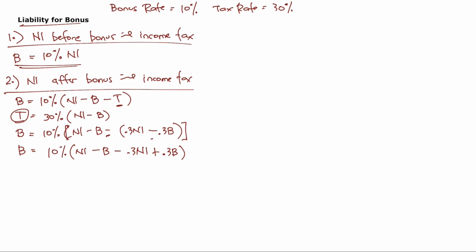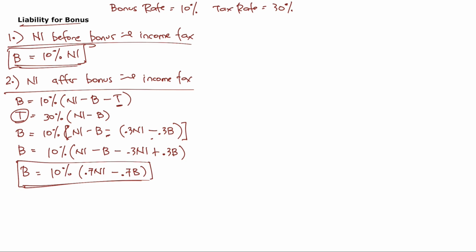Pagsamahin natin or i-combine natin yung magkapareho, no? So here B will be equal to 10% of what? 10% of net income minus 0.3 net income is 0.7 net income. Then negative B plus 0.3B will be equal to negative 0.7B. Okay? Then apparently, ito na ang bonus computation po natin.